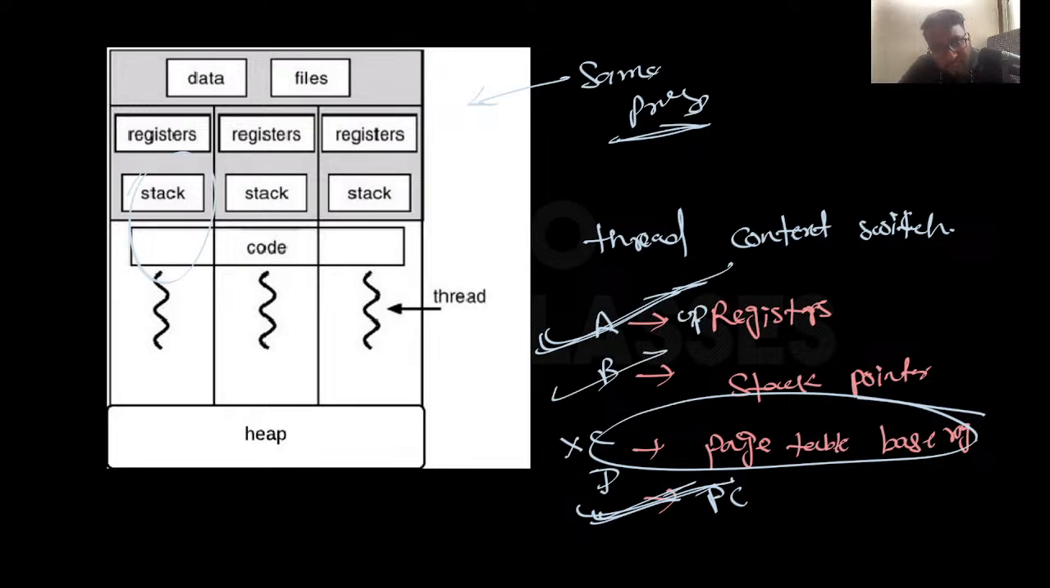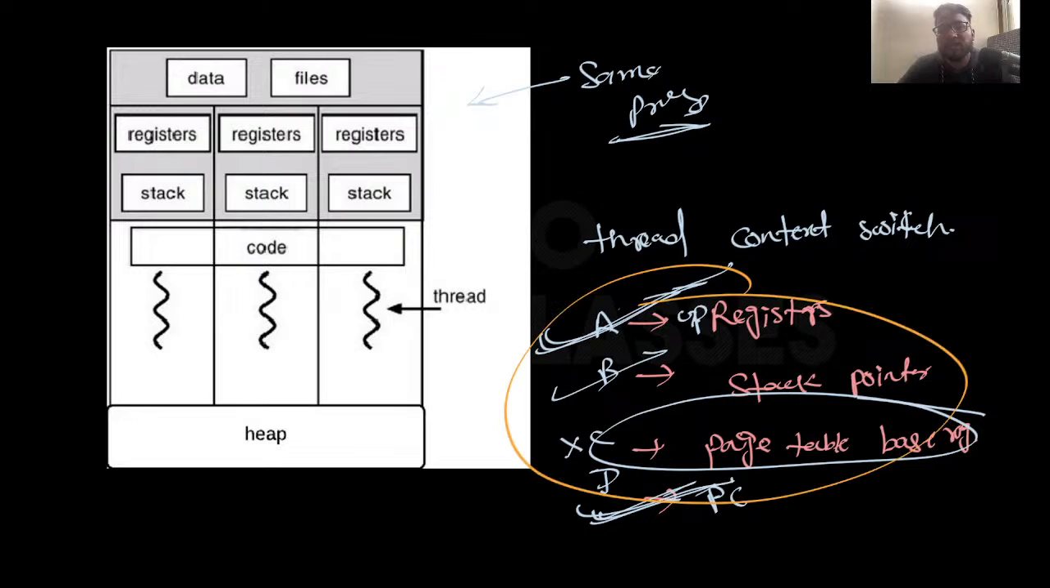Everyone is having their own stack, so that's why they need to save the stack pointer. Whatever is not shared, they have to save it. So that's why A, B, and D is the answer. A, B, and D is the answer. Yeah, right. I hope you understood, and why that is the case.